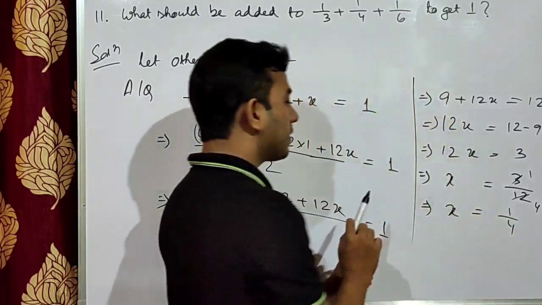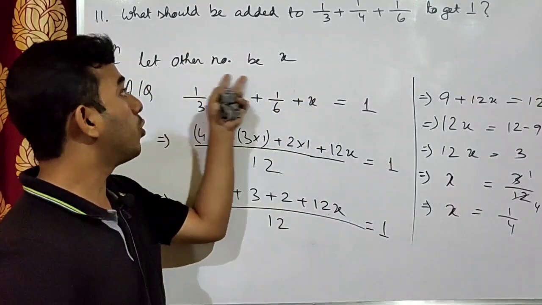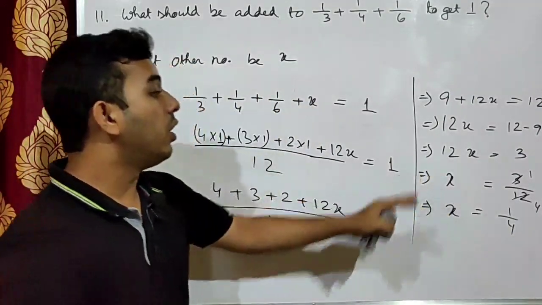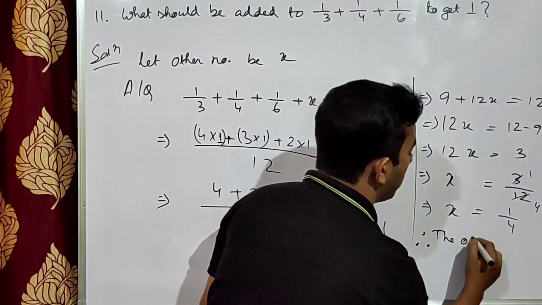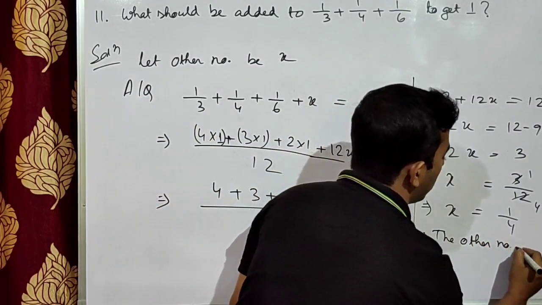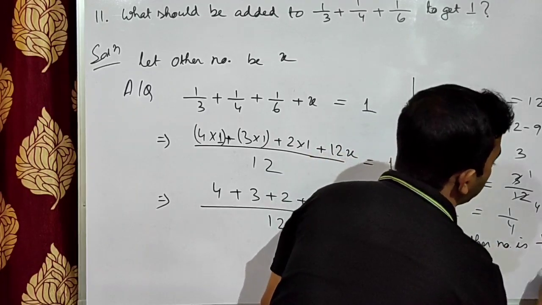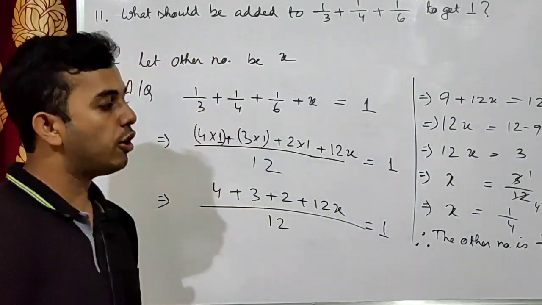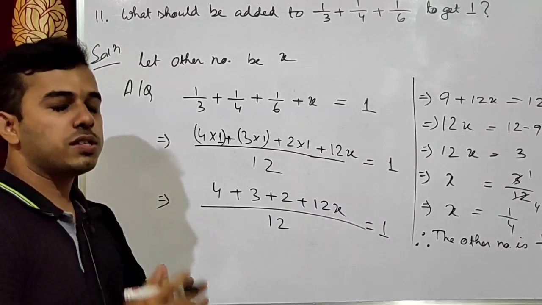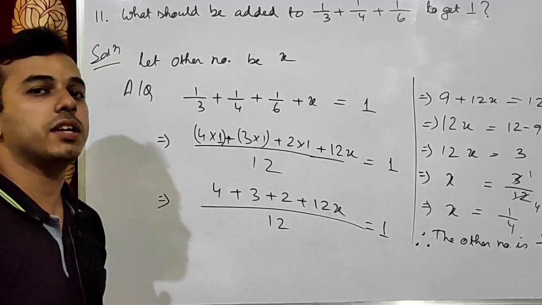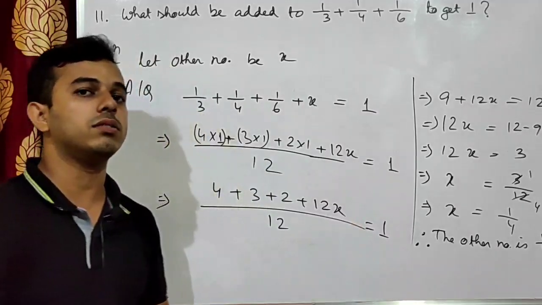So what is x? This is the other number, right? So we'll write therefore the other number is 1 by 4. I hope this is clear to you, right? How to find any other number. If the question says find any other number, just write it as x, okay, then you can find it out.